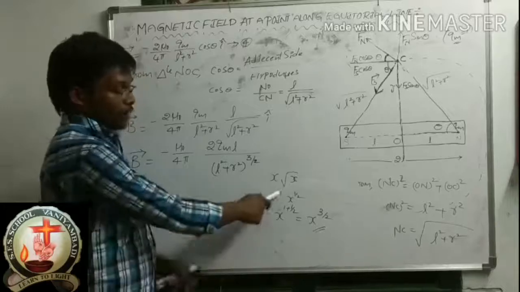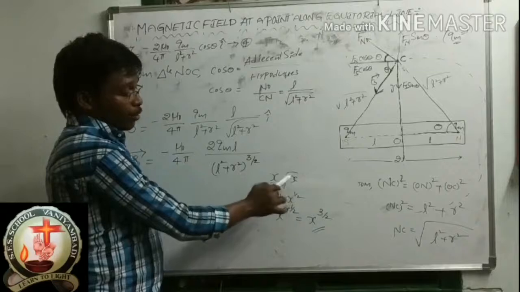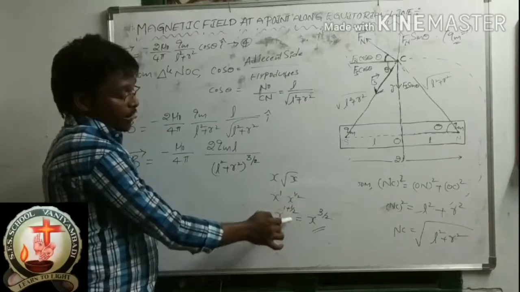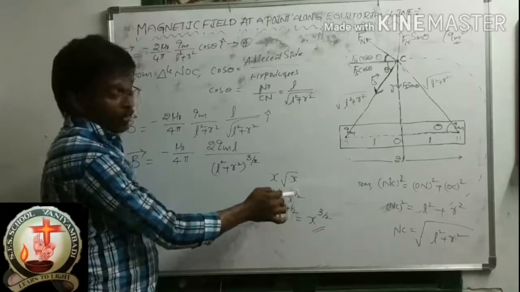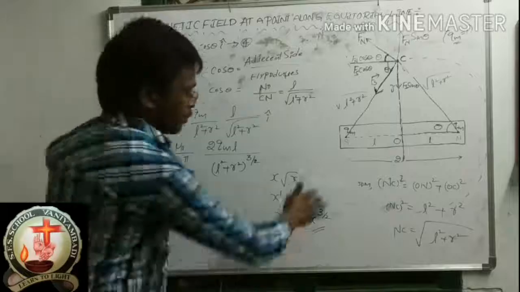I hope you understood how I wrote this. Nothing is there means power 1, into root means 1 by 2. So x power 1 into x power 1 by 2. Bases are equal, so we can add the powers. So x power 1 plus 1 by 2, so x power 3 by 2. Okay.